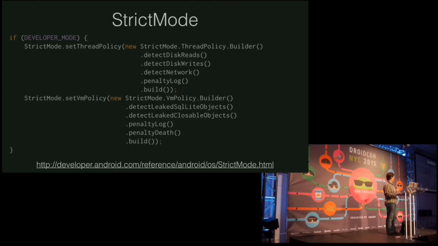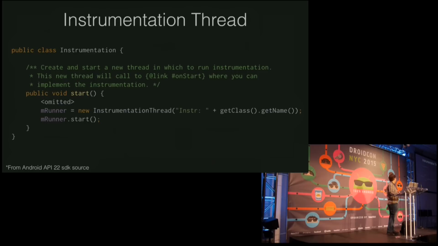So I've talked about the main thread. There's one other important thread that, especially if you're doing testing, you definitely want to know about, that is not the main thread, and that's the instrumentation thread, or sometimes called the test thread. Instrumentation is the top-level class of your instrumentation test runner. So if you have an AndroidJUnit4 runner, or your own custom implementation class, the grandparent of all that is the instrumentation.